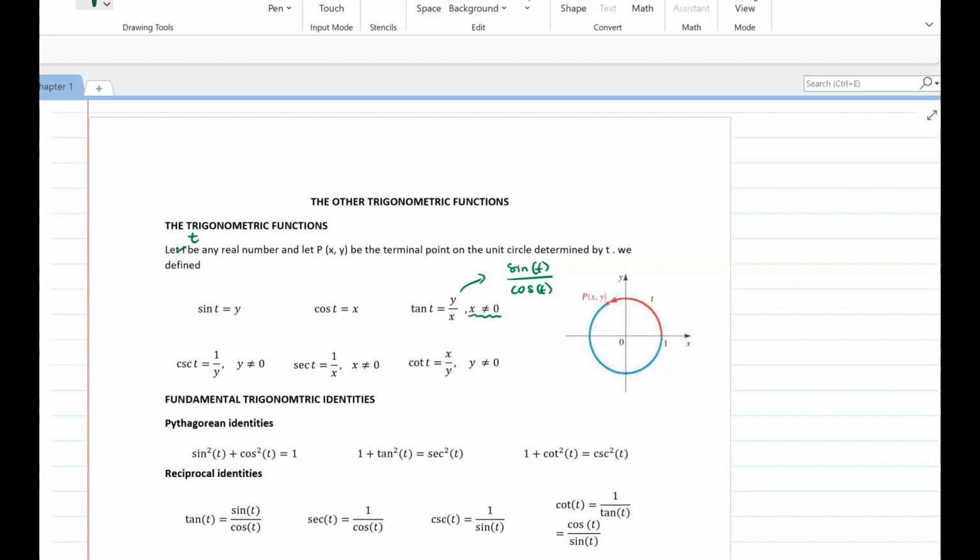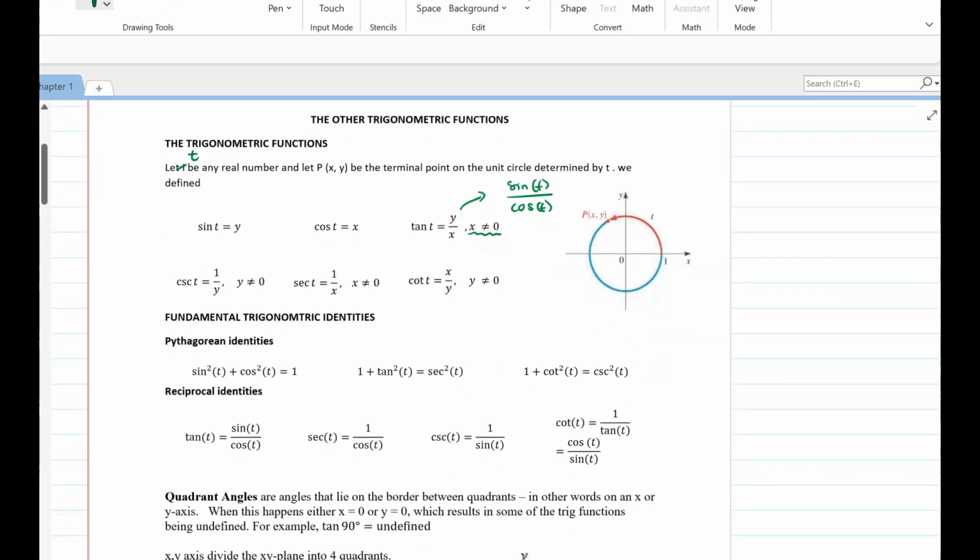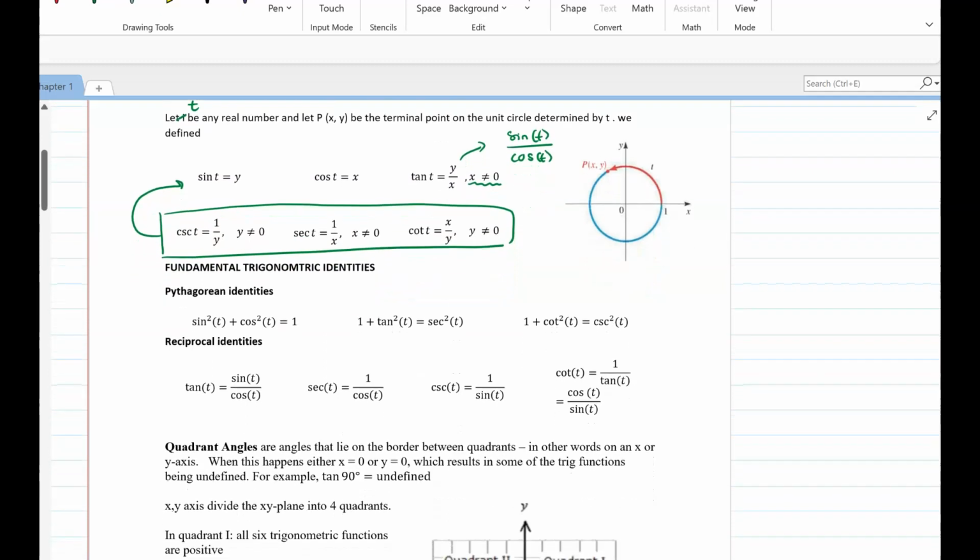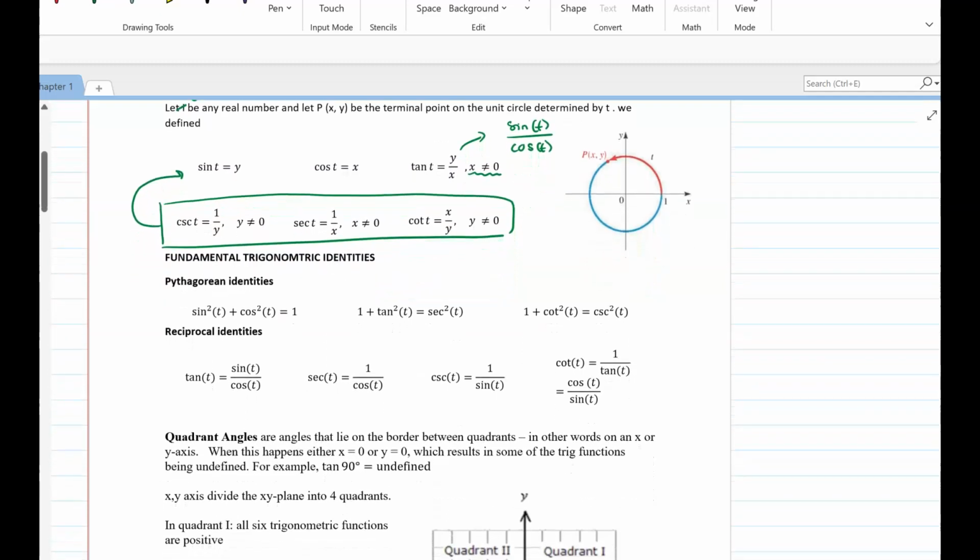Cosecant of t is 1 over sine, secant of t equal 1 over x, cotangent of t equal x over y. Note that these three trigonometric functions are the reciprocals of sine of t, cosine of t, and tangent of t. Let's take a look at some fundamental identities.